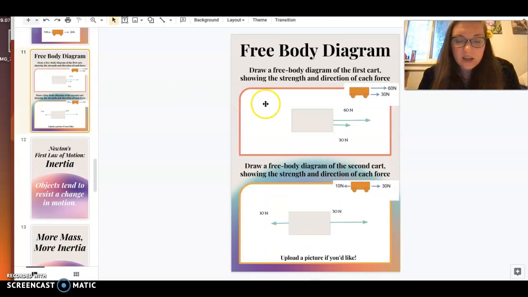So free body diagrams are going to look like this. We've got 60 newtons this way, 30 newtons this way. So that means a total of 90 newtons. And then here you can see it again. It's basically just what this cart looks like right there.